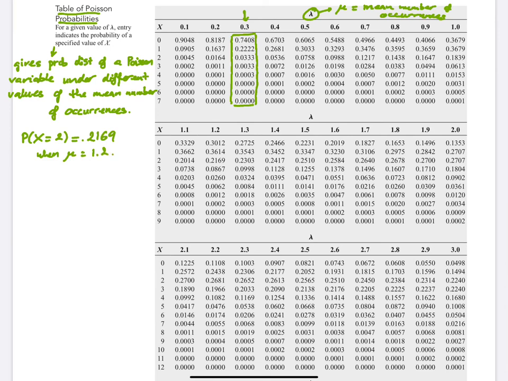So how do we confirm this in the table? When mu is equal to 1.2, you want to go to the column labeled 1.2, which is going to be this column. Then this is the probability distribution for our variable. Now we want to find the probability that x is equal to 2, which is going to be this row right here. And so if you trace it out, you get 0.2169 as your answer, which is exactly what we got.